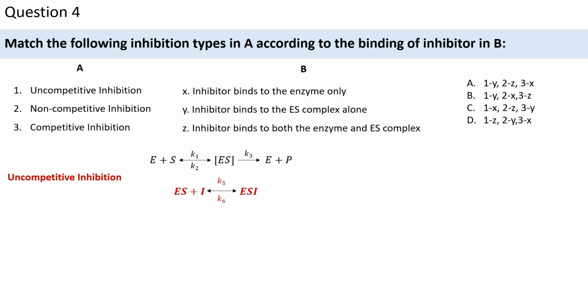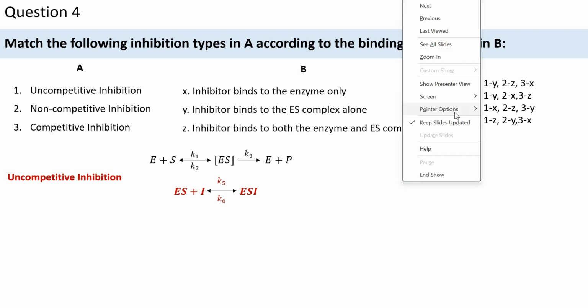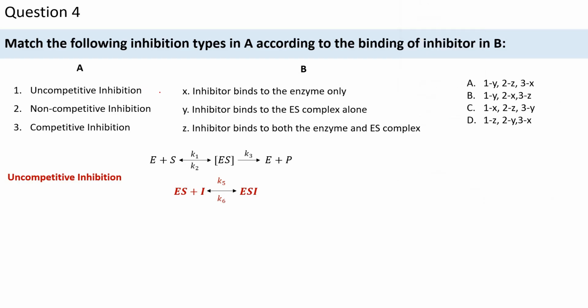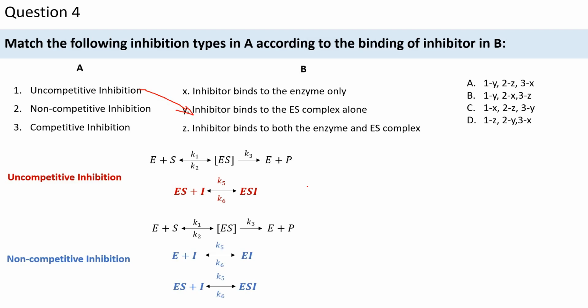When E and S bind, only then does the binding site for the inhibitor open up. So it will go and inhibit just the enzyme substrate complex from being further broken down into the product. Only uncompetitive inhibition can do that. So uncompetitive inhibition is nothing but the inhibitor binds to the ES complex alone.